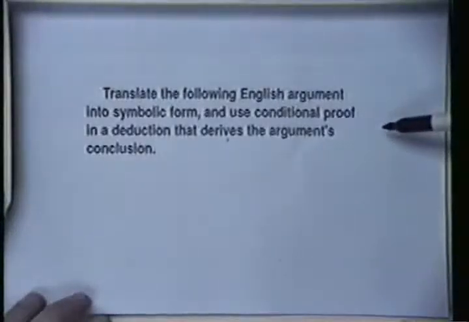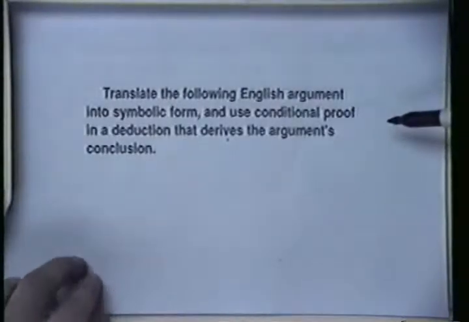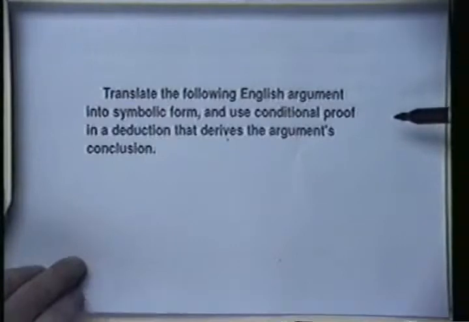Okay, now we're going to take this strategy and, as we have done in earlier units, apply it to an English argument and attempt to first symbolize and then create a derivation using conditional proof of the conclusion. So we need to translate the following English argument into symbolic form and use conditional proof in a deduction that derives the argument's conclusion.